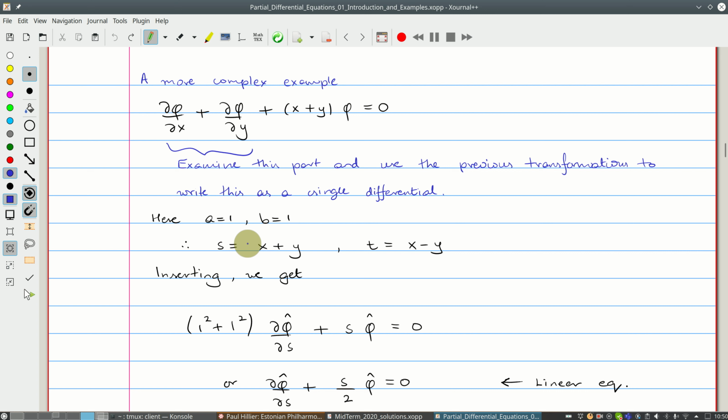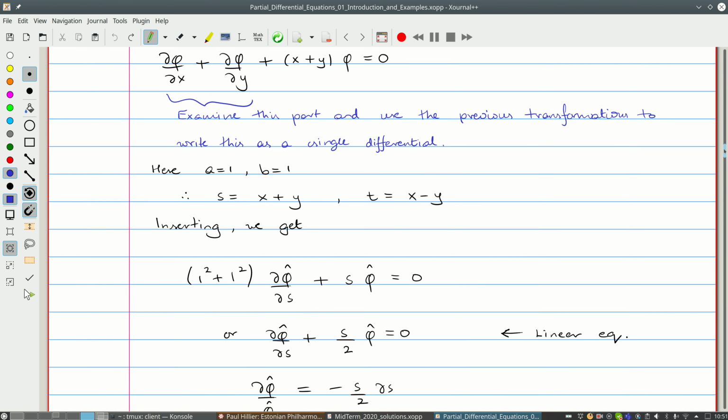So our change of coordinates should be s equals x plus y and t equals x minus y. We insert this into the above equation, and please show this. You should be able to show quite easily that you end up with 2 times the partial of φ hat. Remember, φ hat is a function of s and t. 2 times the partial of φ hat with respect to s plus s times φ hat is 0.